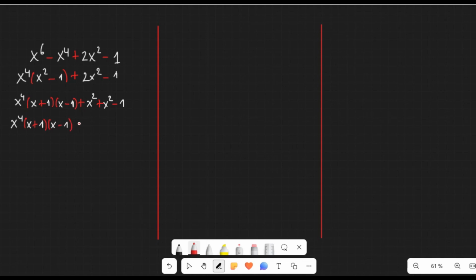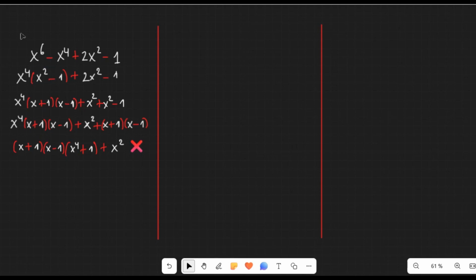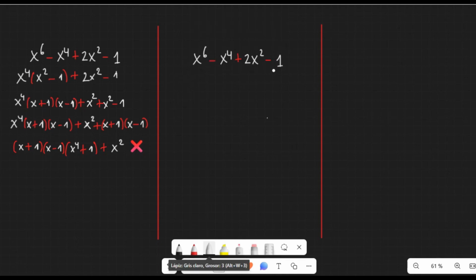We apply difference of squares again in this second part, looking to create repeating factors. We group the binomials x plus 1 and x minus 1, using them as a large common factor. Unfortunately, we have an x squared adding at the end left over, so we mark this method as failed with an x.